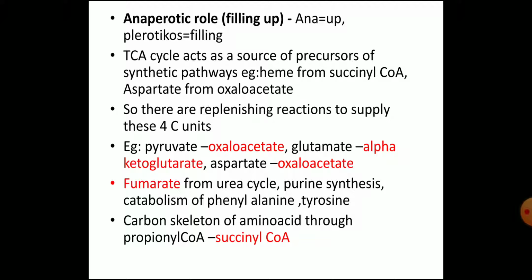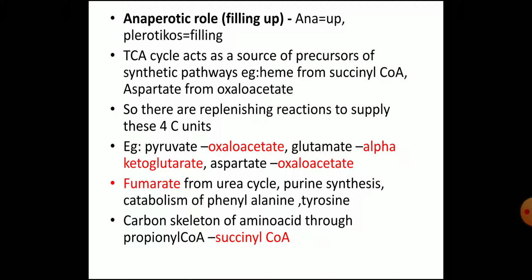So examples are these filling up reactions: pyruvate can be converted to oxaloacetate, glutamate can be converted to alpha ketoglutarate, and aspartate can be converted to oxaloacetate. That is, in these two reactions, glutamate and aspartate on transamination can be converted to alpha ketoglutarate and oxaloacetate. And then fumarate you can get from the urea cycle, purine synthesis, and then catabolism of phenylalanine and tyrosine. All these produce fumarate, and fumarate is one of the intermediates of the TCA cycle.